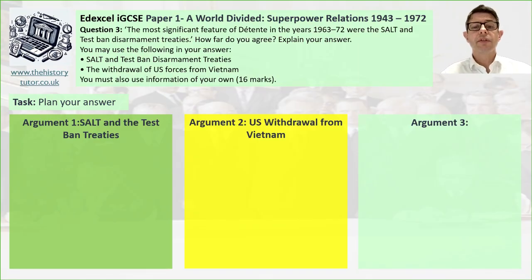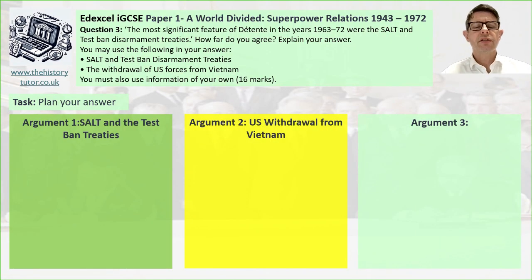Then we've got the withdrawal of US forces from Vietnam as a may use. And then you must also use information of your own. So you've got to come up with your own ideas. As you know from other videos, and you can have a look through my other big bullet point question videos, we talk about success criteria in those videos.